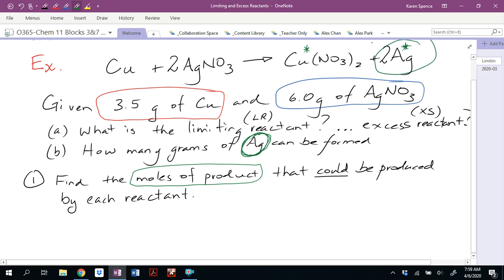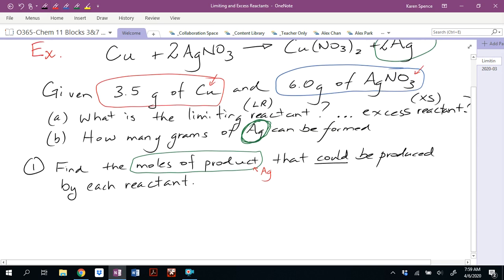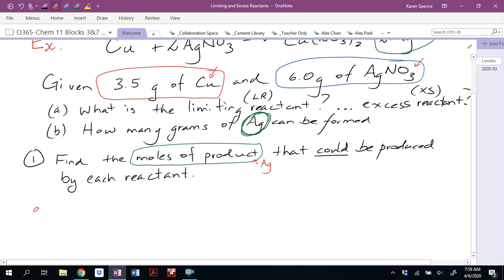So let's start by finding the moles of product, which in this case is going to be the silver, that can be produced from each reactant, from the copper and from the silver nitrate. So we want to find the moles of silver from reactant 1, which is copper.